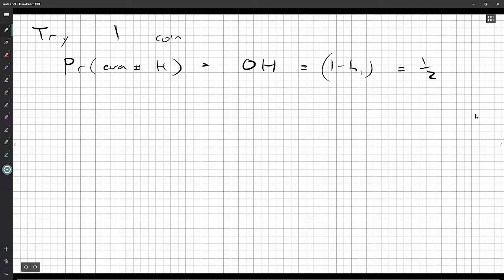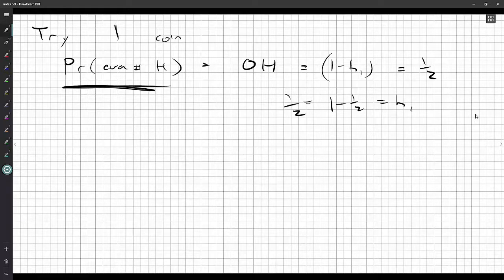So if I tried just 1 coin, what's the probability you get an even number of heads? Well, there's only 1 coin, and so if you have an even number, it's got to be 0 heads. And the probability of that would be 1 minus H1. And so if the probability of getting an even number of heads is exactly 1/2, then rearranging, you see that, yeah, your only coin does have a probability of getting heads of 1/2. Okay, that wasn't particularly interesting, but what if we tried 2 coins?